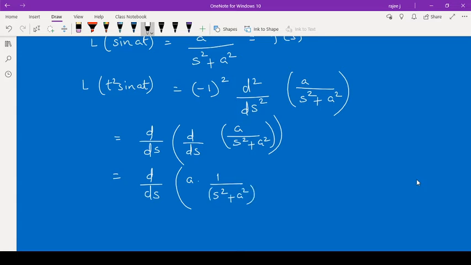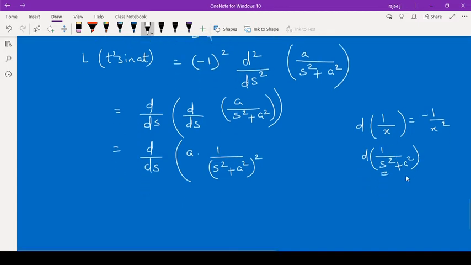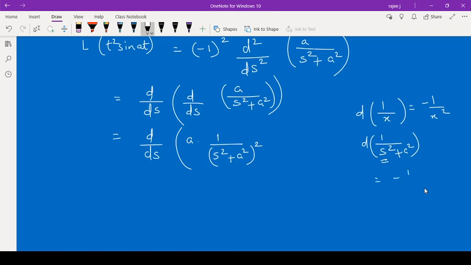square the whole square. Means what I am doing is derivative of 1 by x form. Derivative of 1 by x is minus 1 upon x square. Okay, so here derivative of 1 by s square plus a square, a is a constant, and this is x. In place of x you have s here. So its derivative will be minus 1 upon s square plus a square the whole square, then derivative of this s square plus a square will come. That is the way I am doing.